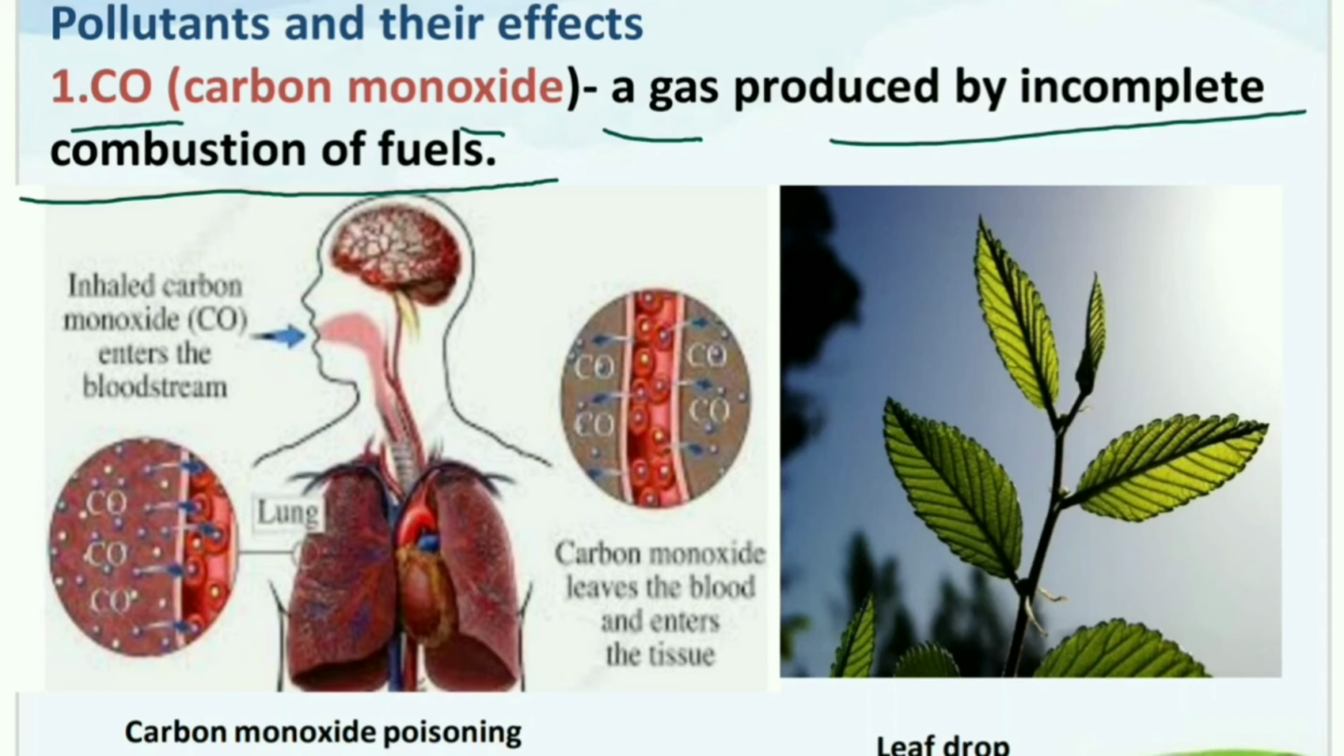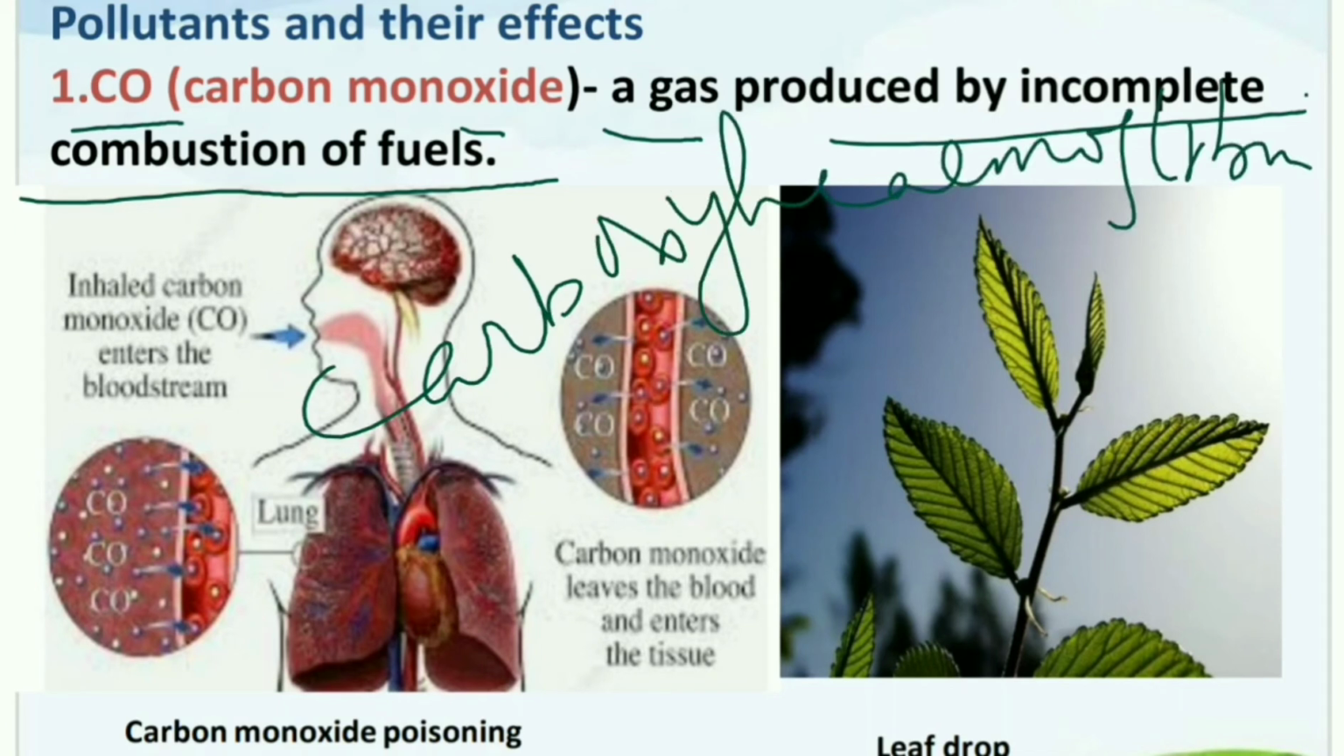Carbon monoxide is a very poisonous gas. When inhaled, it passes through the lungs into the blood, and in blood it combines with hemoglobin and forms a compound known as carboxyhemoglobin. This compound is unable to transport oxygen to various parts of the body, which causes suffocation and ultimately death. In plants, it causes untimely leaf drop.